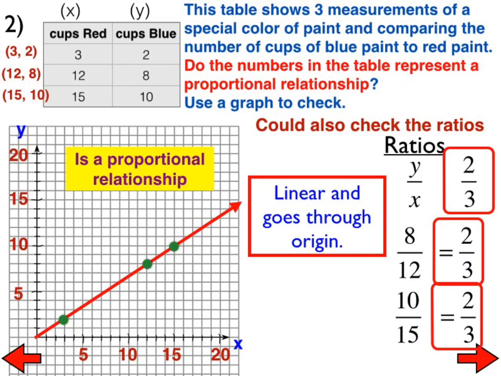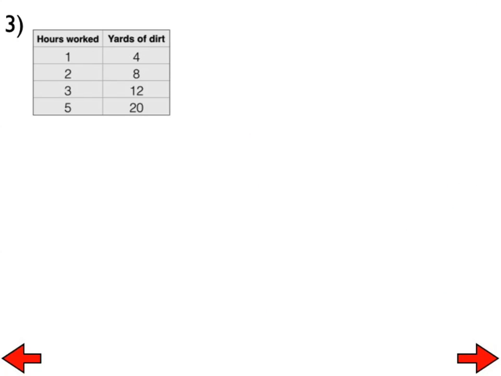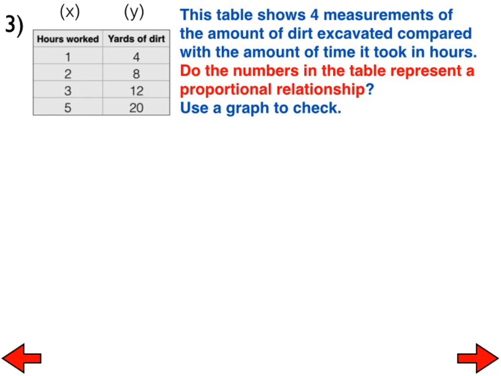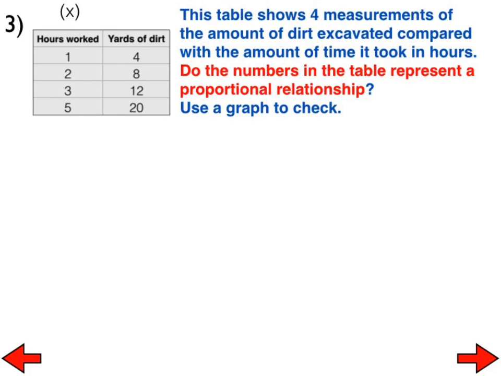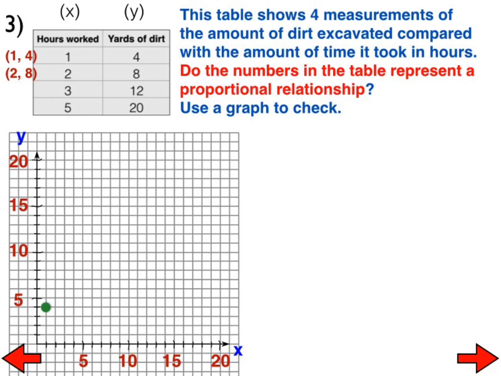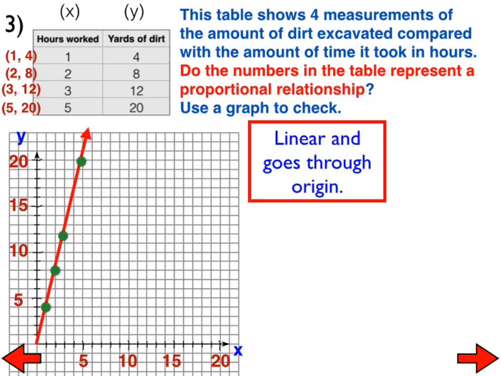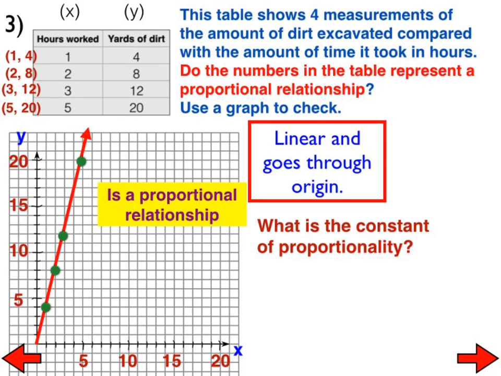The next problem, the table got left off, so look up here for the table. Same thing. Plot your ordered pairs, determine whether it's a proportional relationship or not. And once again, that's the table you should be using. So we plot (1, 4), and (2, 8), and (3, 12), and (5, 20). And draw our line all the way through. We can see we have a line, it's linear, and it goes through the origin. And that means it's a proportional relationship.